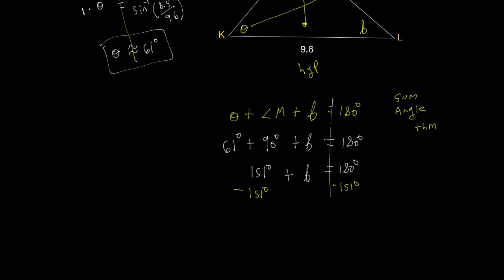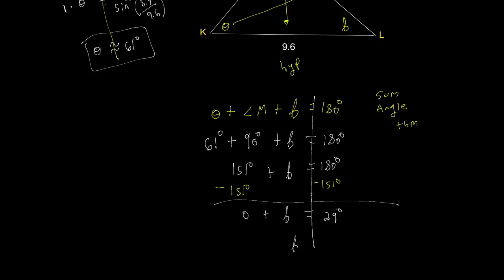And here, 151 minus 151, that's 0. So we get 0 plus beta. And then 180 minus 151, that's 29 degrees. So 0 plus beta is beta, so we get that beta is equal to 29 degrees. Let's go ahead and jot that down. So here beta is equal to 29 degrees.